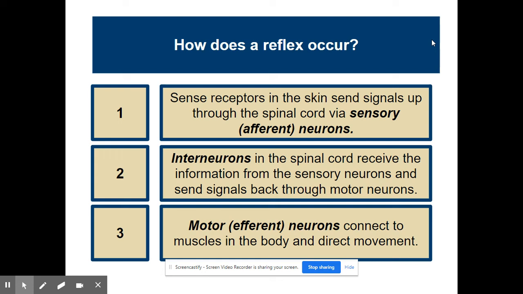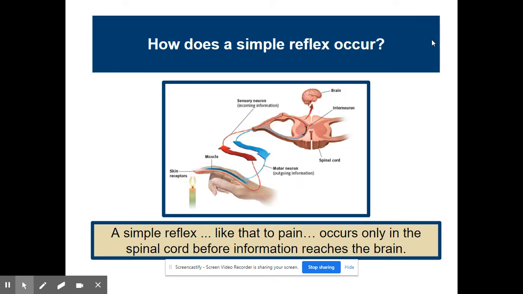This is how our spinal cord goes to work. This is our neural chain. And so this is how a simple reflex occurs to pain.